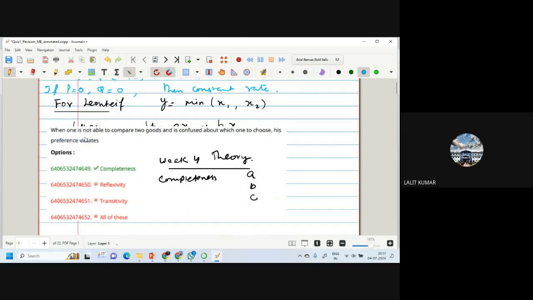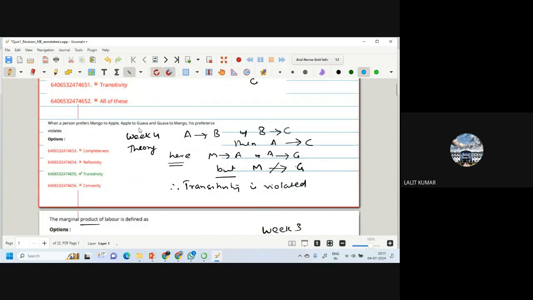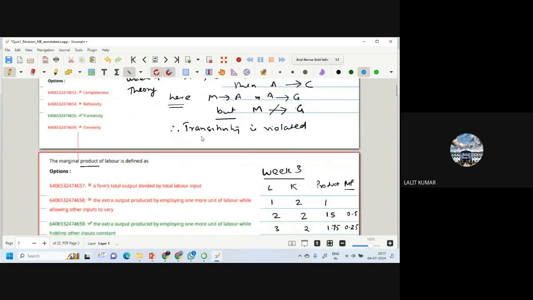Now this I have covered. When one is not able to compare two goods and is confused about which one to choose, his preference violates completeness. Completeness means when the customer knows what he prefers. Transitivity: mango to apple, apple to guava, guava to mango. This I covered. So this is a violation.